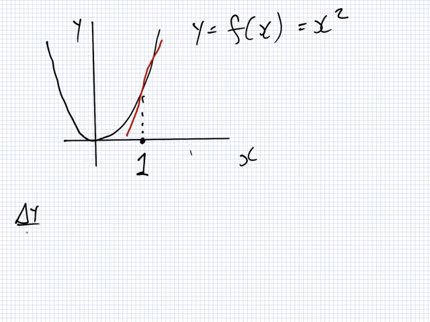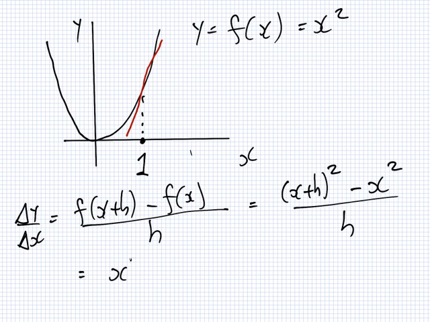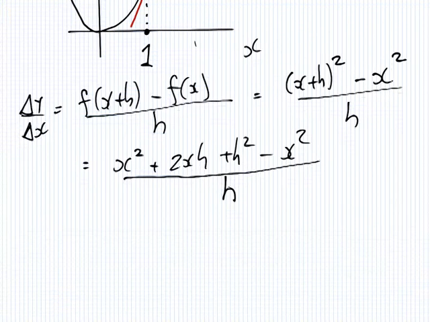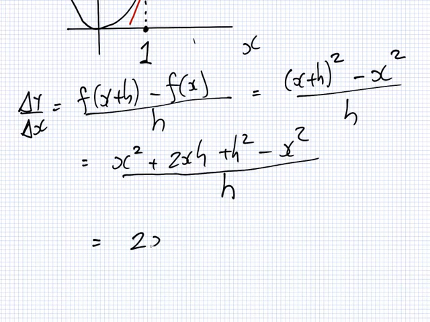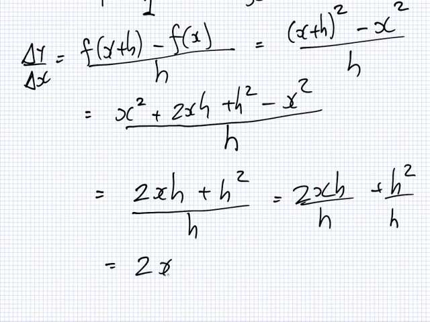Using our formula, we have f of x plus h minus f of x all over h. In this case, it will be x plus h squared minus x squared over h. That's equal to x squared plus 2xh plus h squared minus x squared over h. Nicely, the x squareds cancel. 2xh plus h squared over h, which is 2xh over h plus h squared over h, which is 2x plus h.